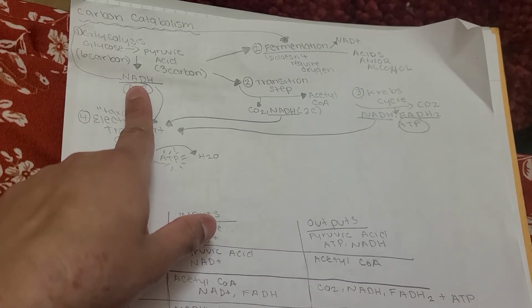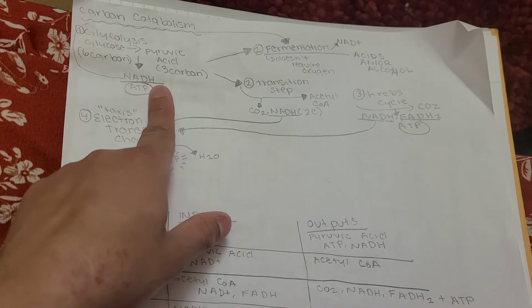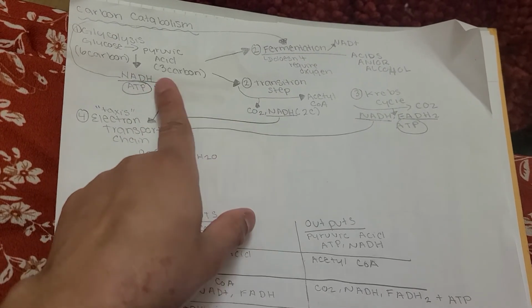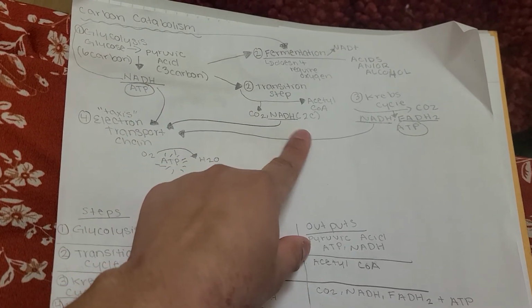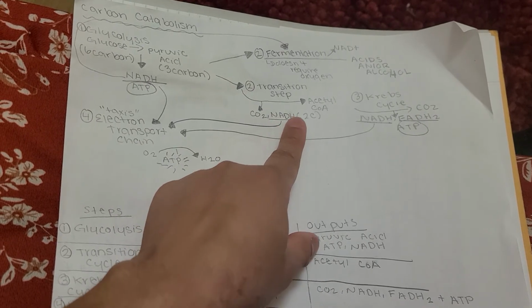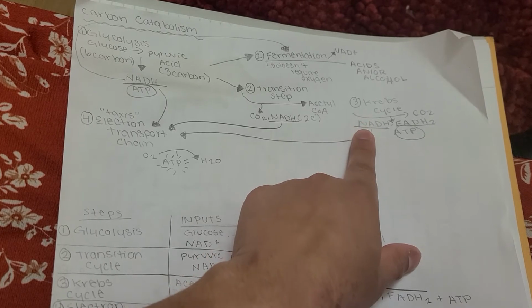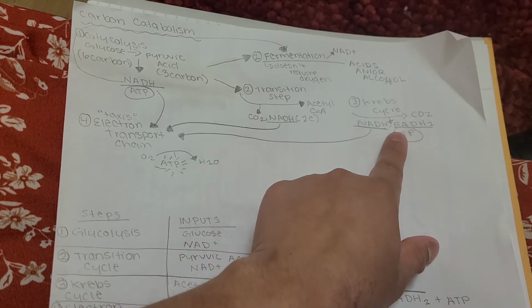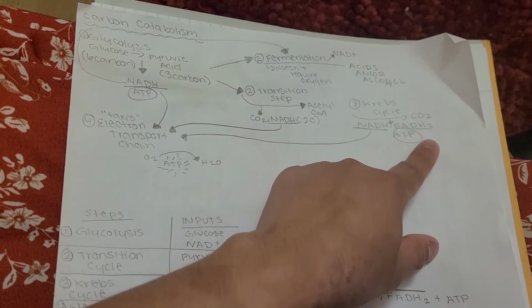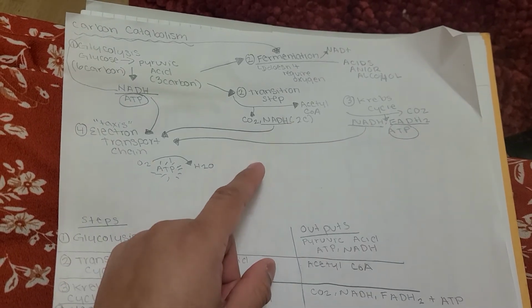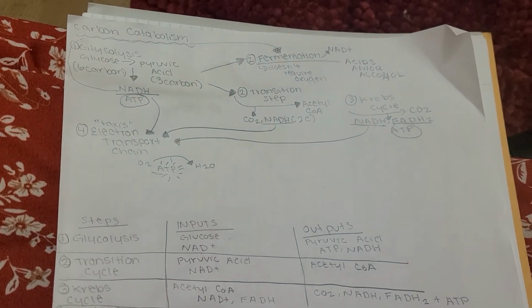So the NADH here in the glycolysis, and the NADH in the transition, and here in the Krebs cycle, the NADH and the FADH2 serve as electron carriers.